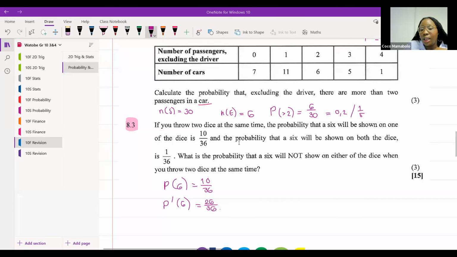Okay, then it says, and the probability that a 6 will be shown on both dice. Okay, I just want to make sure I'm reading this question correctly. Yes, Sinogutle, you're onto something 100%. So the probability that we get a 6 on both dice. So a 6 and then a 6 is 1/6. What is the probability that we do not get a 6 and then a 6?